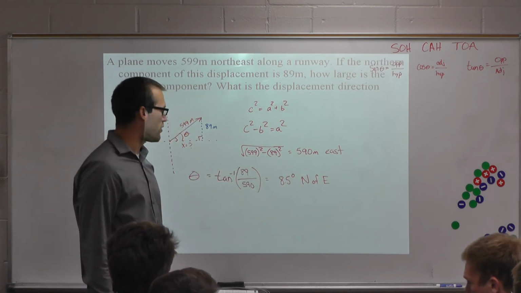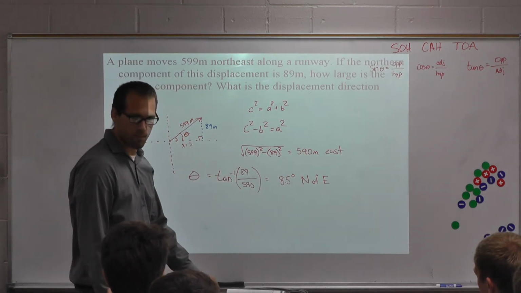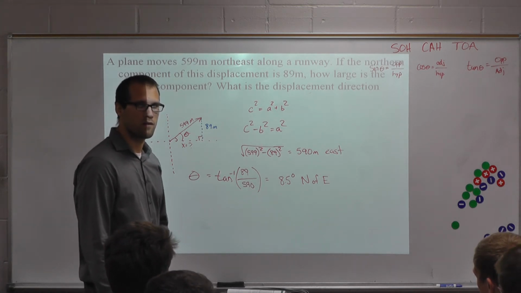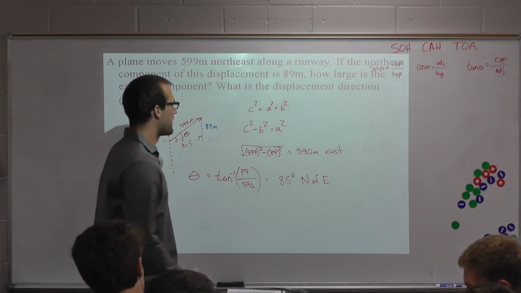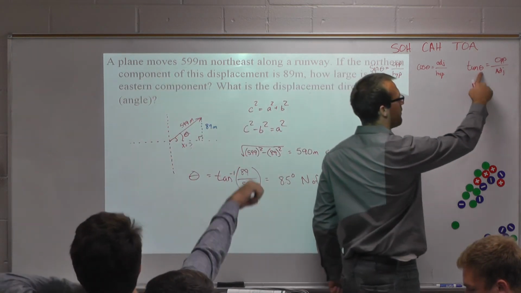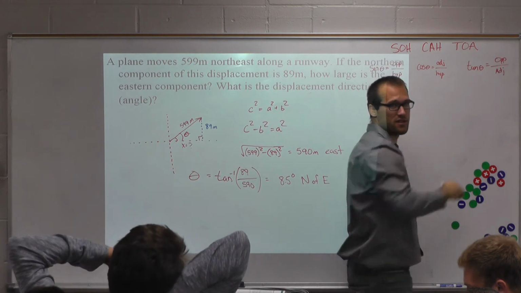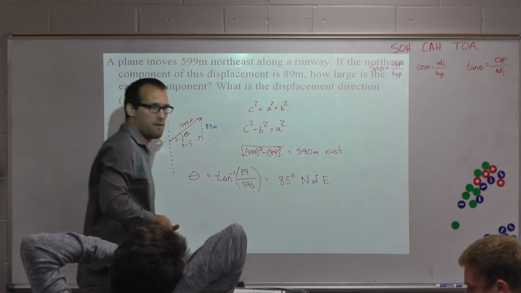My answer is 592. Can you remind me why you are doing the tangent? Because tangent of theta equals that, and I want to isolate theta, so I have to take the inverse of tangent, which is tangent to the -1.